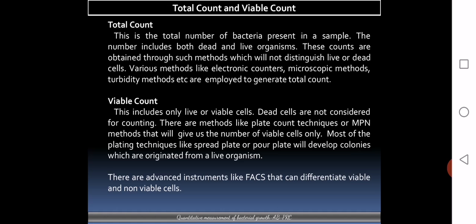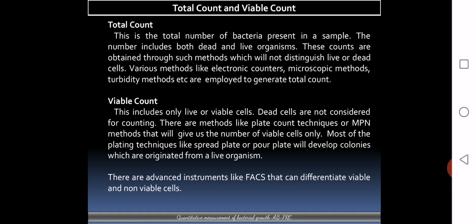But methods like serial dilution and plating, or membrane filtration and plating, and most of the plating or culture-based experiments, give you a number of only the living organisms, those cells which can multiply. Such numbers are called the viable count.